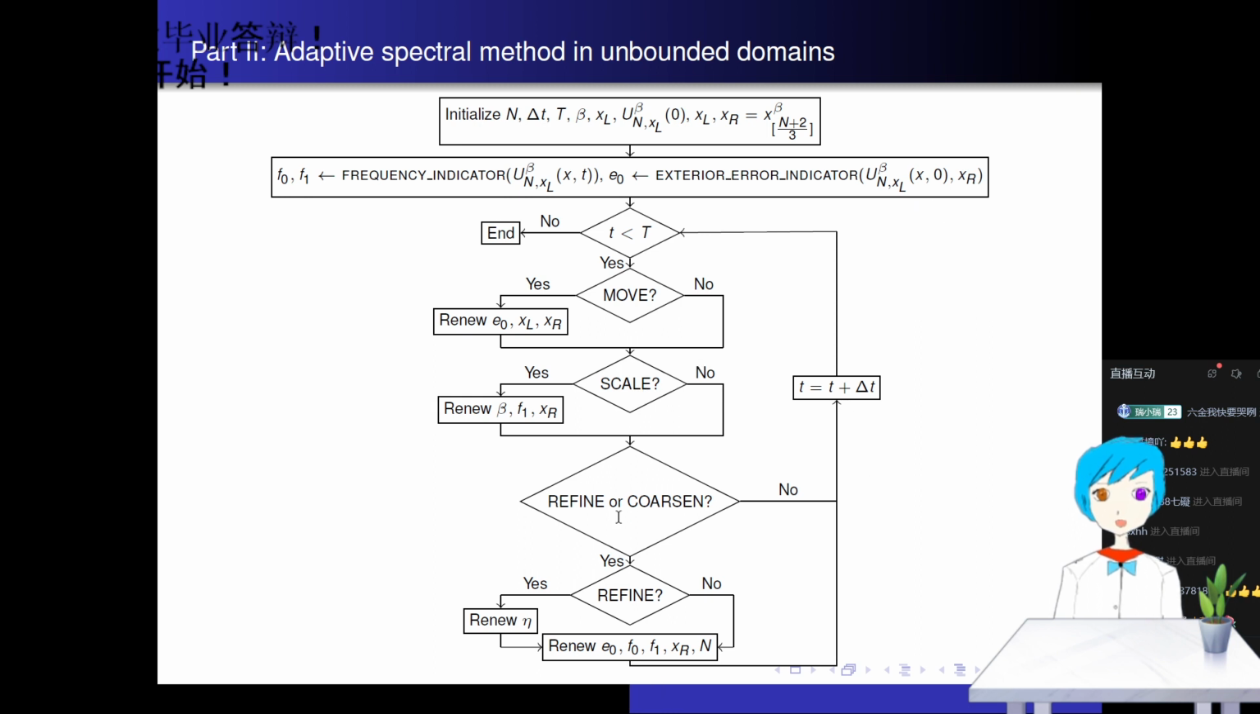After the scaling process, we determine whether we need to refine by increasing the number of basis functions, or whether we can coarsen, which means that we can reduce the number of basis functions. So this is the full adaptive spectrum method that we developed.